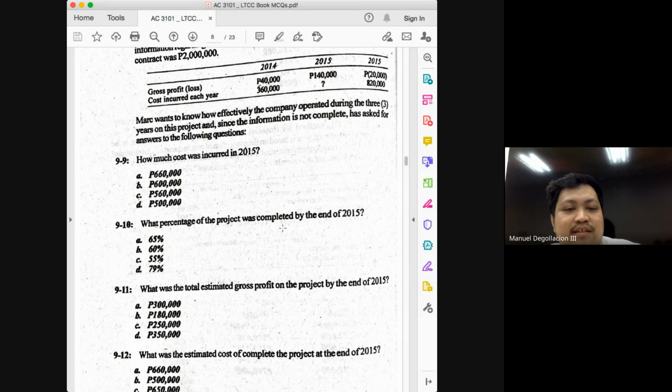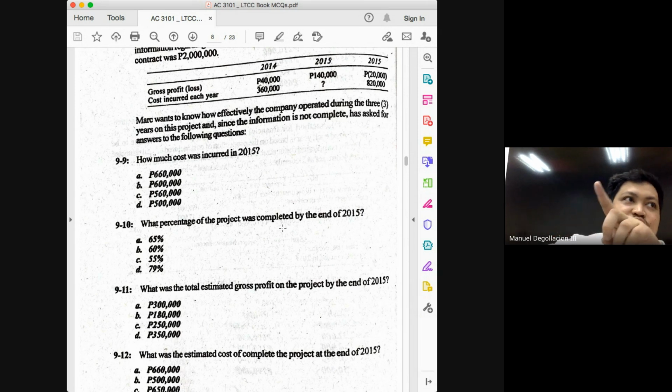Here, what is asked is the total expected gross profit, but we already have the two other things. We have the percentage of completion and we have the cumulative profit. So what do we do? Divide 180,000 by 60%. How much is 180,000 divided by 60%? It would be 300,000.